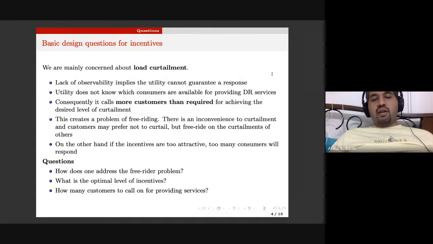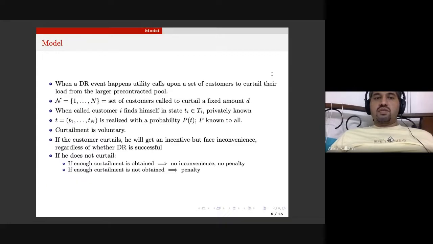Now, what this creates is a problem of free riding, because there are more consumers than needed. Each consumer can think that the other one will do the curtailment, and I will ride on his curtailment. There is an inconvenience associated with curtailment, and consumers may prefer not to curtail and rather free ride on the curtailments of others. On the other hand, if you make the incentives too attractive, too many consumers will respond, and that's a separate problem altogether. So the question becomes: how does one address the free rider problem? What is the optimal level of incentives? How many customers to call for providing these DR services?